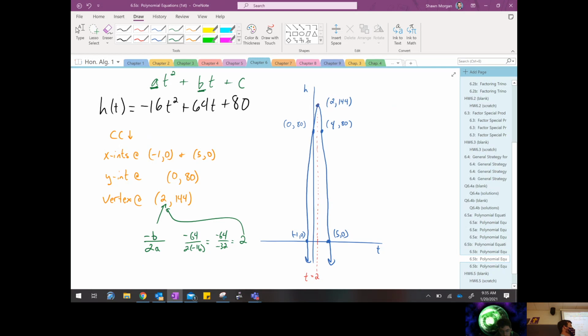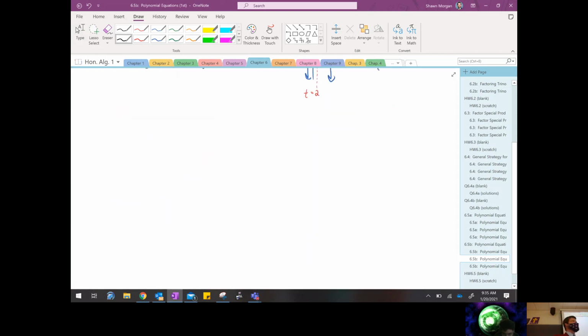Now, we've got about 4 or 5 minutes left in class, and so I'm going to start another application problem, another word problem, if you will. We might not get to finish it, but I'm going to pitch it to you this way. You've got a cube.